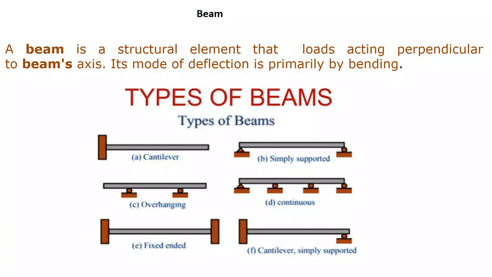If, throughout the surface, the load is uniform, then it is called a UDL, a uniformly distributed load. If the load varies from start to end, that is called a uniformly varying load. So these are the types of loads or forces acting externally on the member. These forces act based on the loading conditions and the structural member.